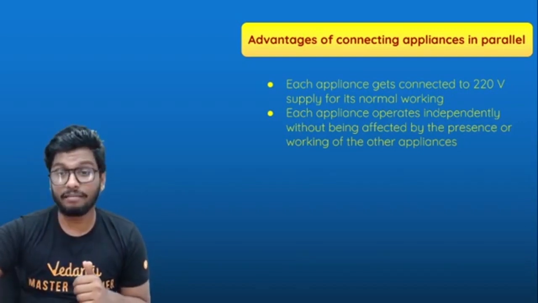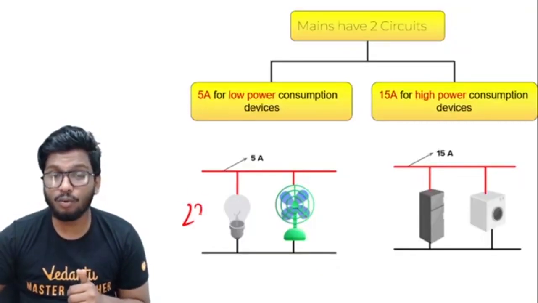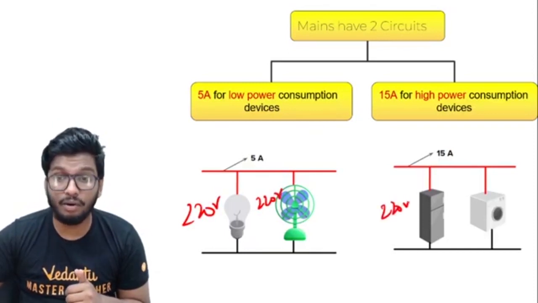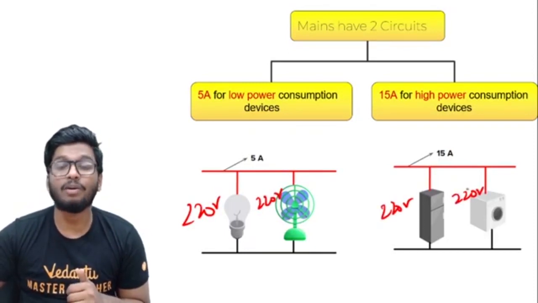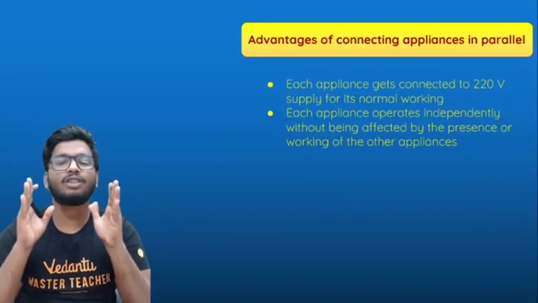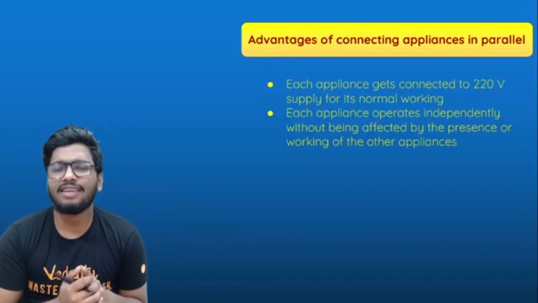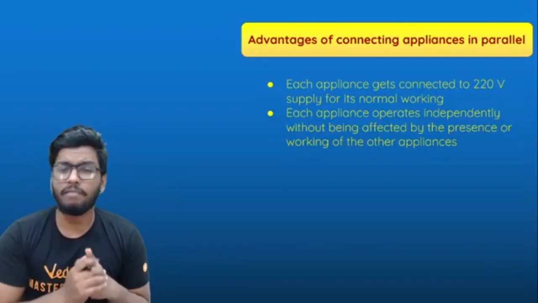Now, what do I mean by that? The voltage between these two will be 220 volt, and this also will be 220 volt. This also will be 220 volt. This will also be 220 volt. So the potential difference, or the voltage, is always going to be the same. This helps in the normal working of all these electrical equipment. That is one of the biggest advantages.